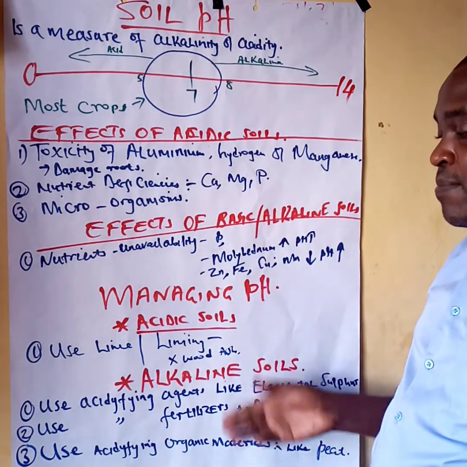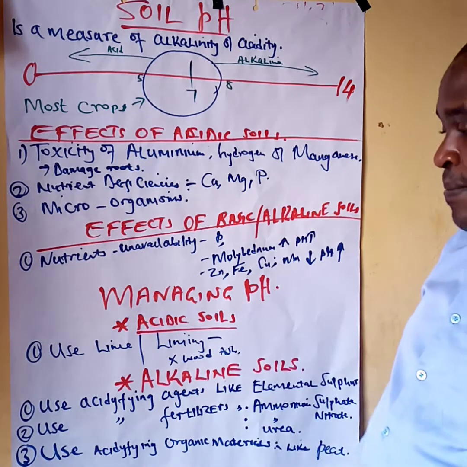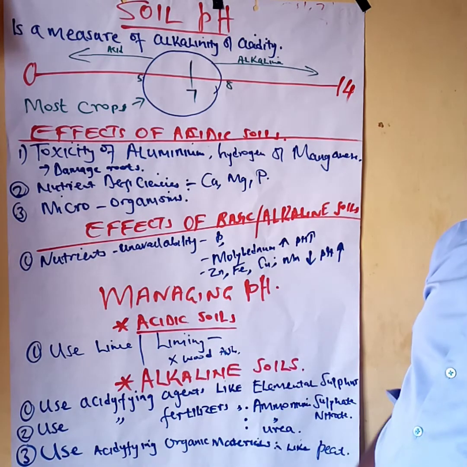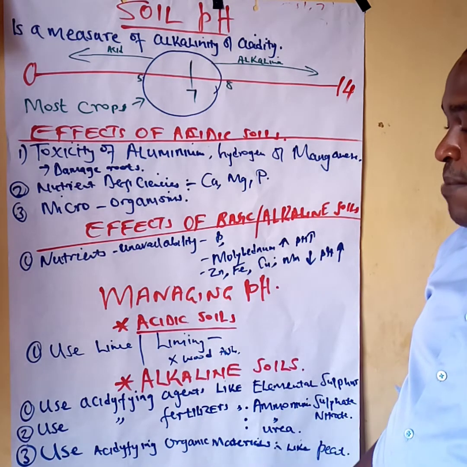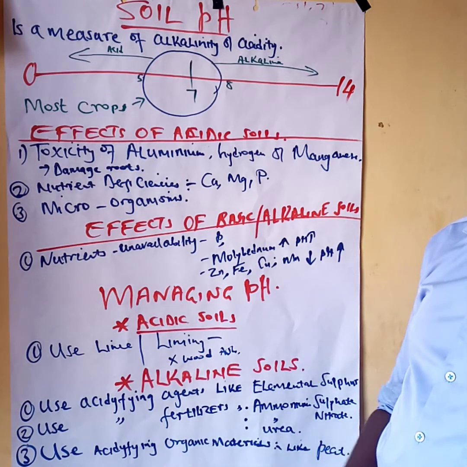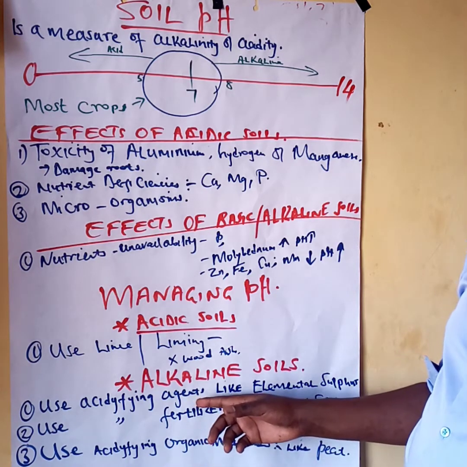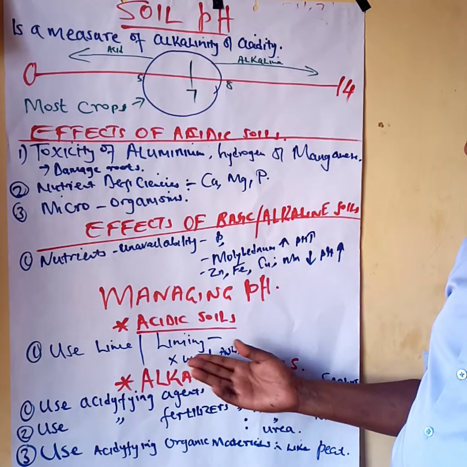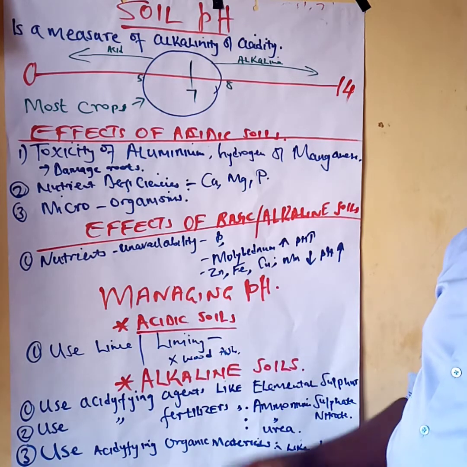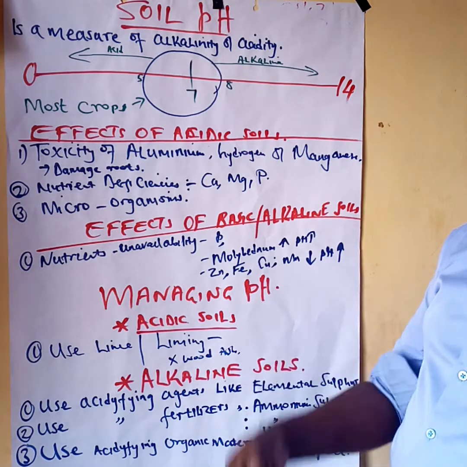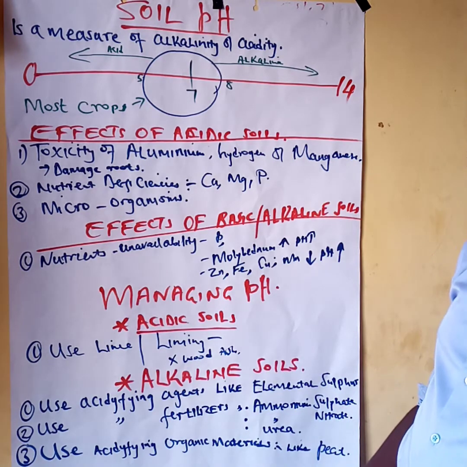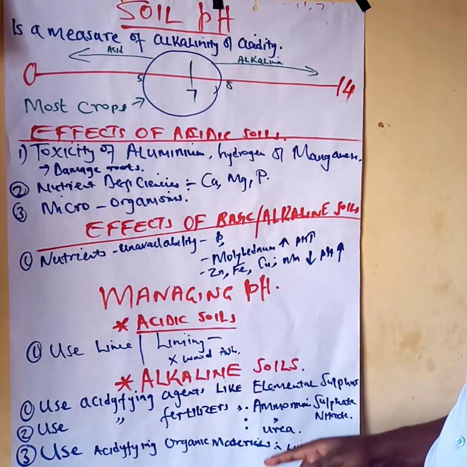How do you manage the pH? For acidic soil, do liming. Liming includes agricultural lime, dolomitic lime. Put it in the farm, and it will definitely correct that. Then you may use other options like wood ash for a small plot, and always make sure that your soil is rich in organic matter.